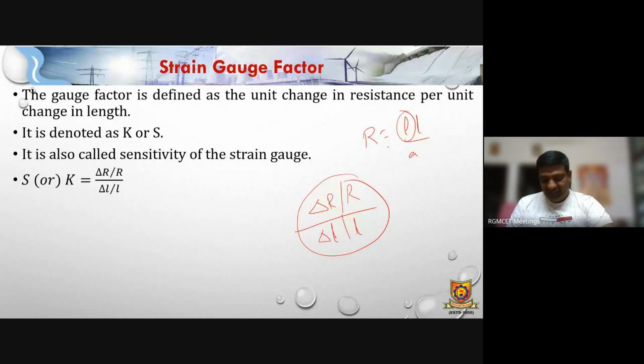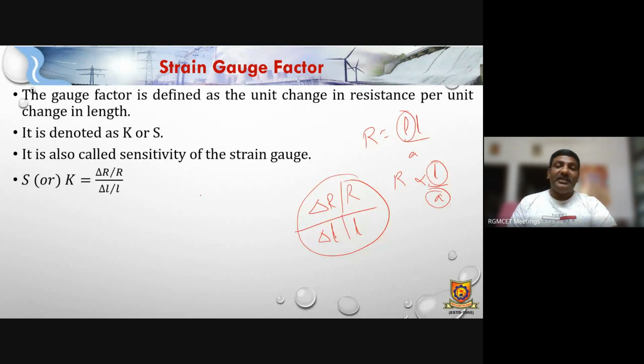For the strain gauge, the material has been fixed, so resistivity won't change. So R is proportional to L by A, where resistivity is a common term, nothing but a constant. So R is proportional to L by A, where L is the length and A is the cross sectional area.